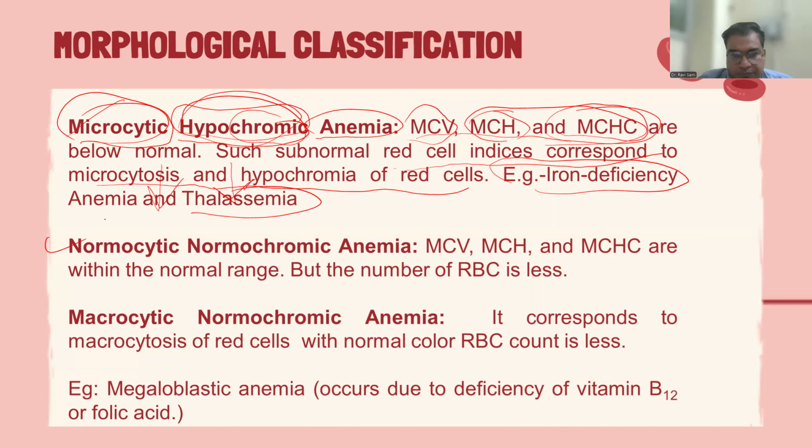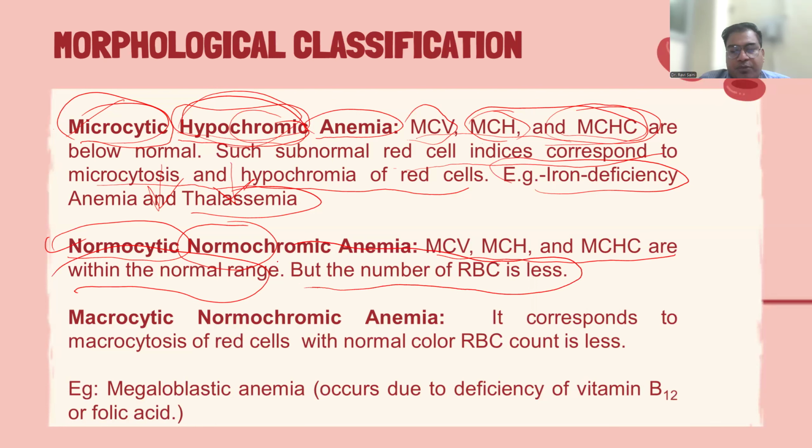Now come to the normocytic and normochromic anemia. In both the terms, normo means the color and the size both are normal. MCV, MCH, and MCHC are within normal range. So, what will be the causing factor for anemia? The number of RBC will be less. This will finally be responsible for anemia.